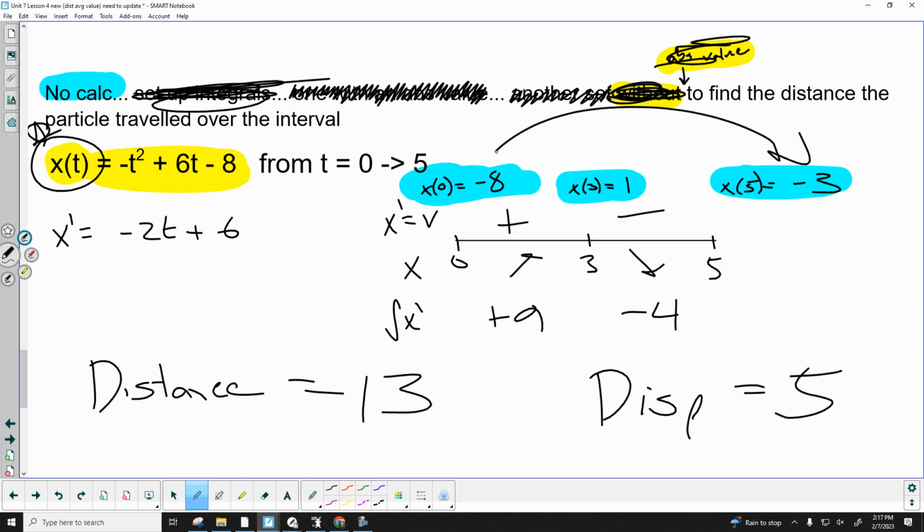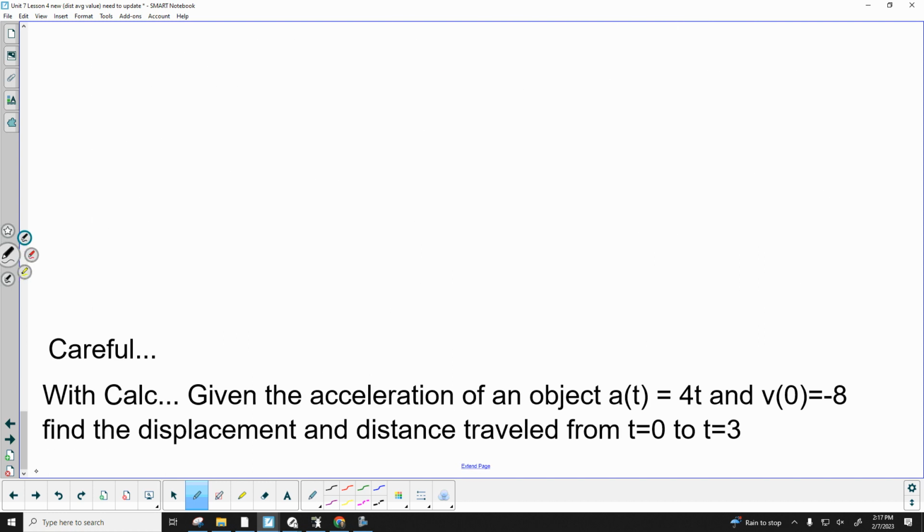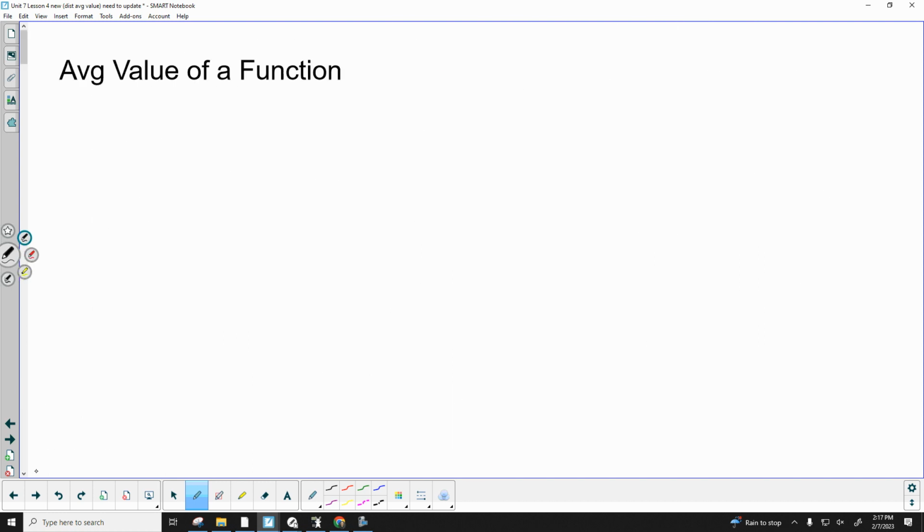Isn't that cool? So this is a no calculator way of answering some questions, of doing your analysis, which is nice. But we got to move on. All right, ready? Now let's go to the tricky stuff.